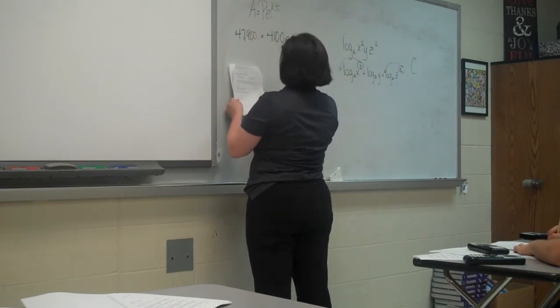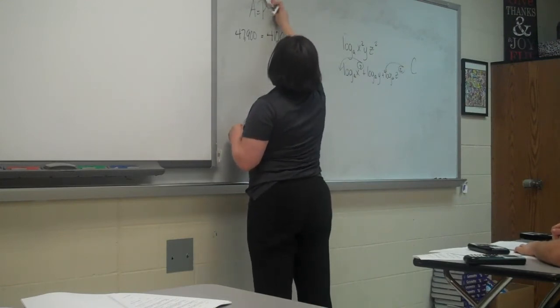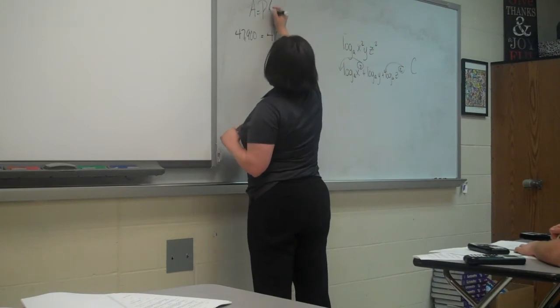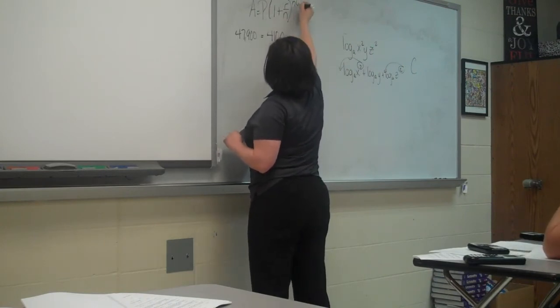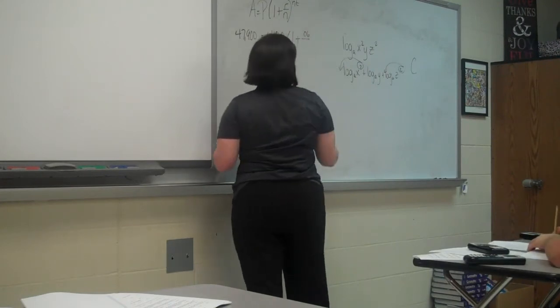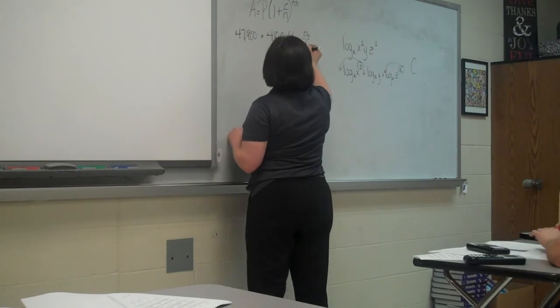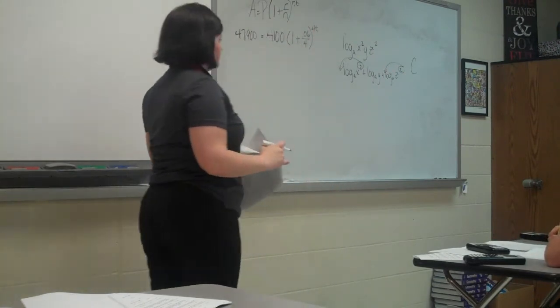I was wrong. It's compounded quarterly, isn't it? Yeah. All right, let's change this. Quarterly would be 1 plus r over n to the nt. All right, so we're starting with $4,100. Is it 6% compounded quarterly? And I need to find out t.